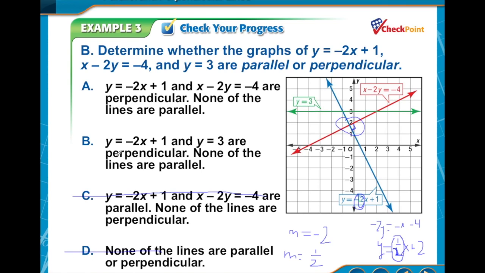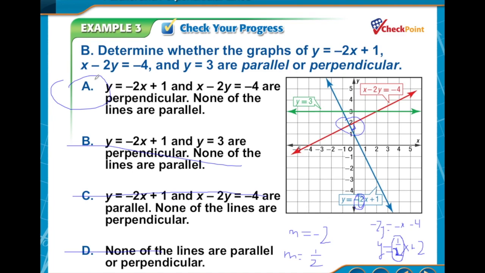D is out. We know one set is perpendicular, and that set is y equals negative 2x plus 1, that's our blue line, and the red line, x minus 2y equals negative 4. So our solution should be A, given these choices. One set was perpendicular, the blue and the red. Nothing else was special, just that one.